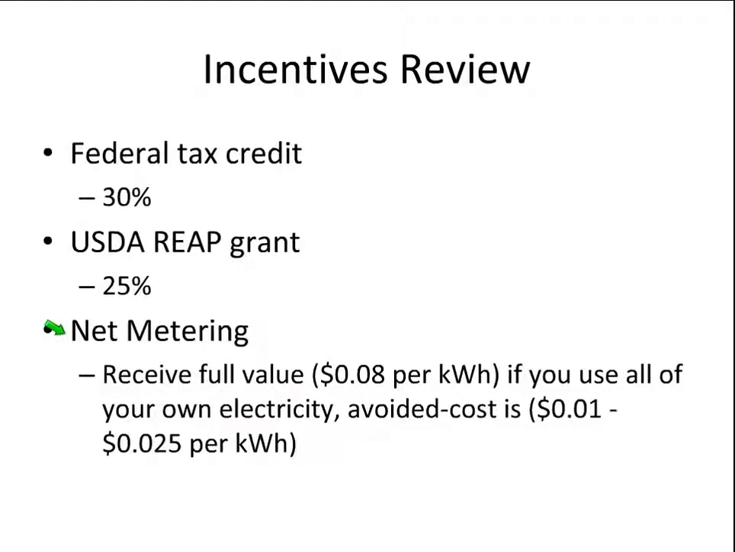So just to review, again: federal tax credit 30%, USDA REAP grant can be 25%, and net metering, which basically allows you to receive full value for some or all of the electricity that you produce.